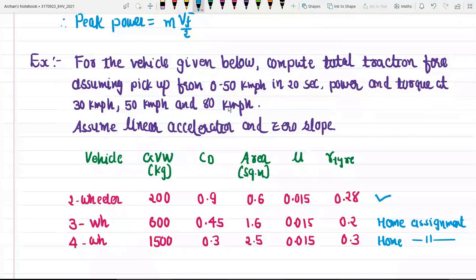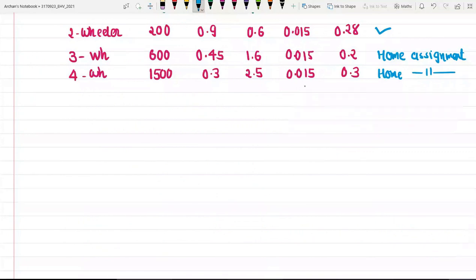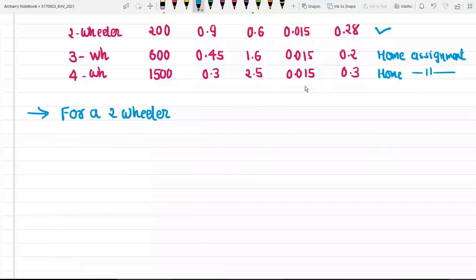Right? So now the first thing is I need to know my acceleration. I need to reach 50 km per hour in 20 seconds. So at what acceleration value do I need to accelerate the vehicle? I need to know my acceleration in meter per second square. So we'll start the computation. We are considering the two-wheeler. So the first thing is acceleration.